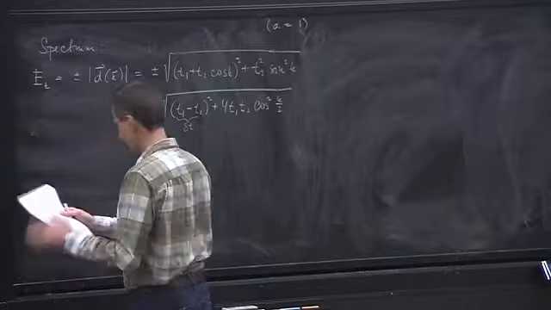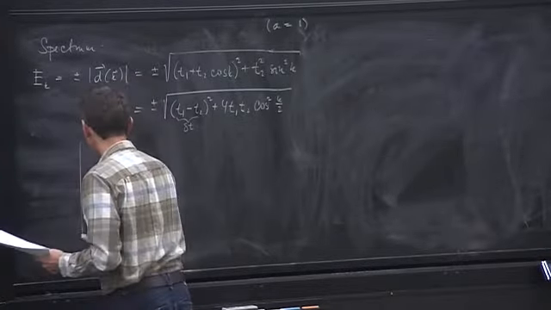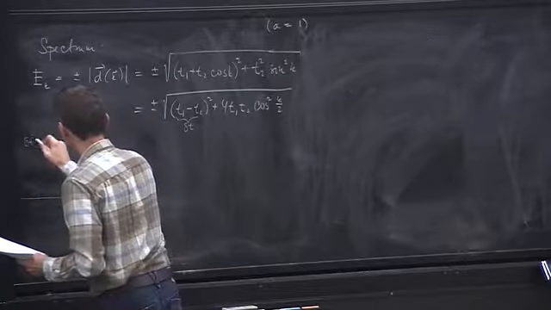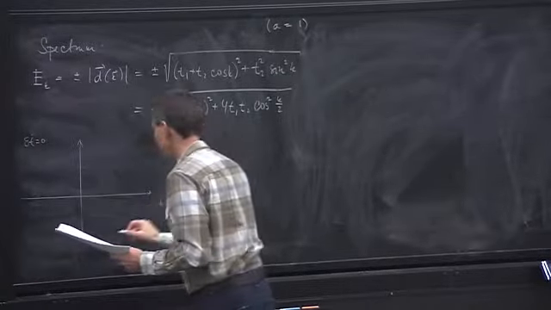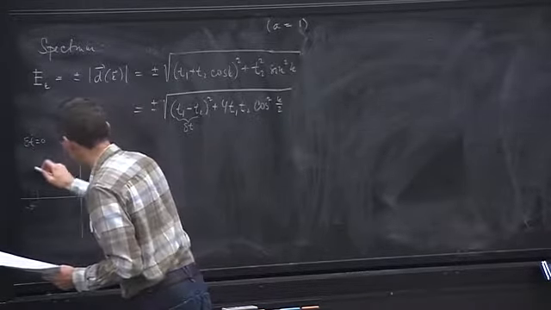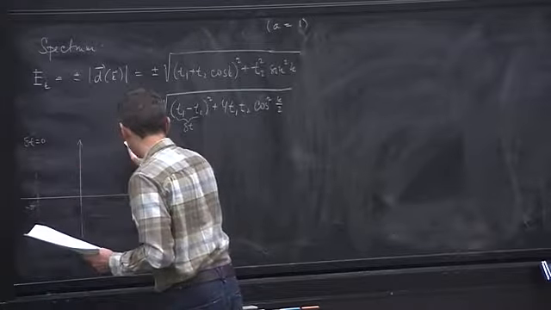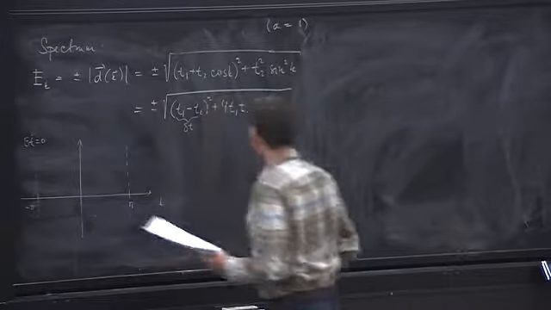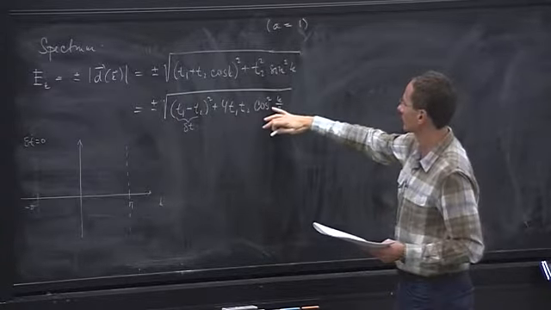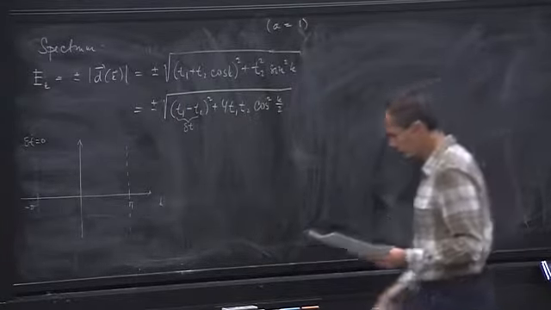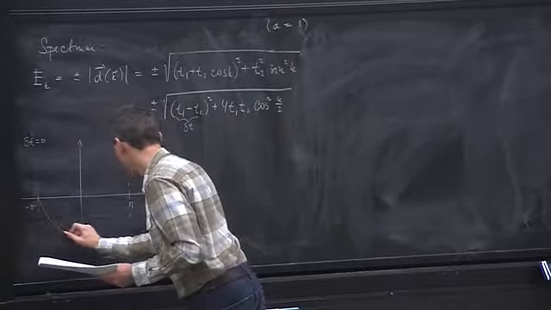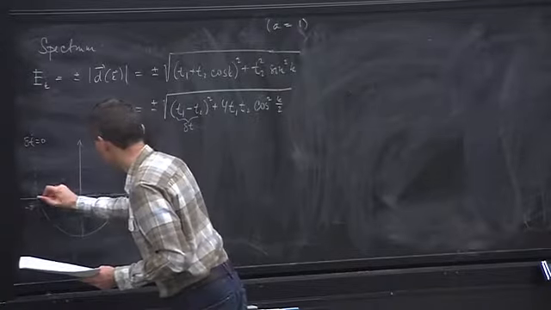So let me sketch this spectrum for you for the two cases. For delta t equals 0, this is my k from minus pi to pi. This is my one-dimensional Brillouin zone. And when delta t is equal to 0, then I can just take a square root of this cosine squared k over 2. And I find that I have just two branches like this.